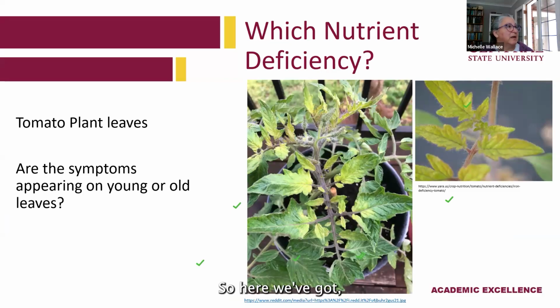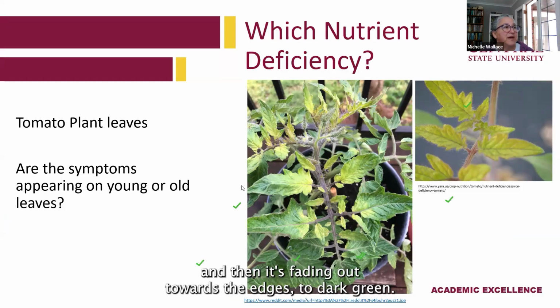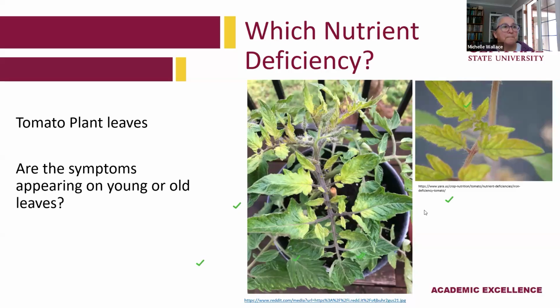So here we've got another example of a nutrient deficiency. And what are we seeing? If we look at this plant, we're seeing the yellowing of the leaf along the midrib of the tomato plant, and then it's fading out towards the edges to dark green. So is this a young plant or an old plant? What do you think?